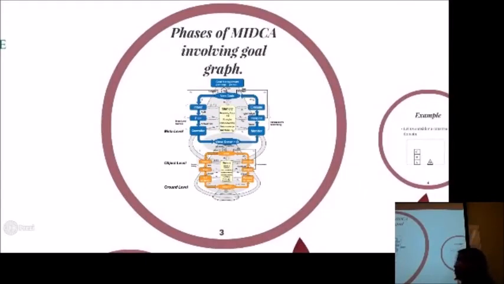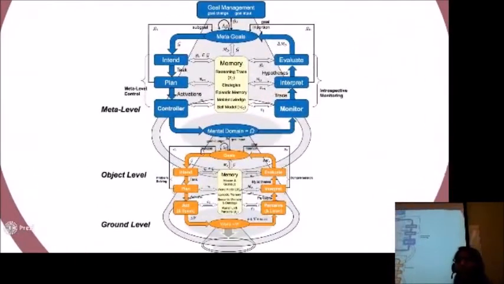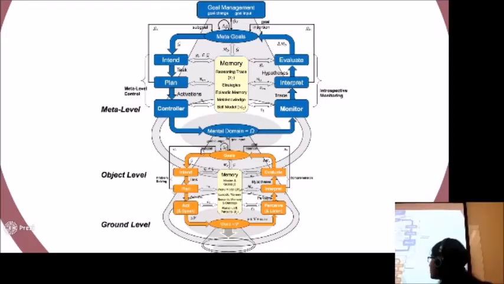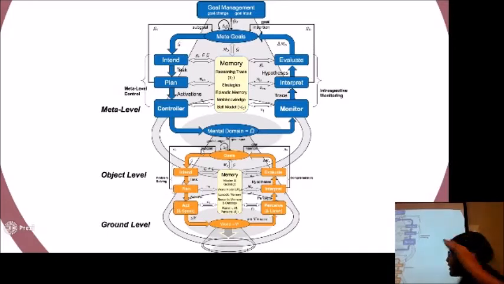So let's start with the phases of the MIDCA. Here we will know what phases the goal graph directly interacts with, and how the goal graph really works. So in the cognitive layer, the perceive just observes the world and then gives the states of the goal and then stores them. And the interpret detects anomalies, and it is the one which initializes the goal graph initially.